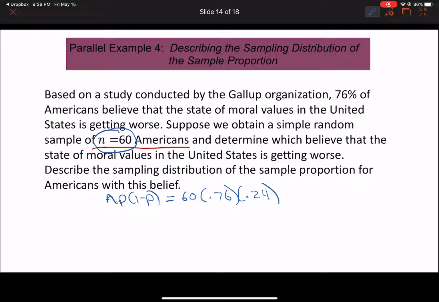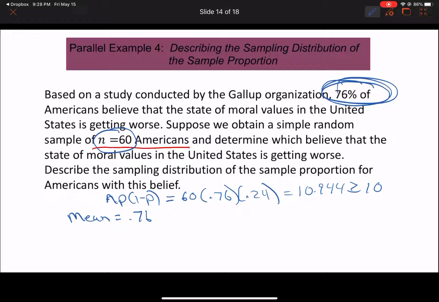60 times 0.76 times 0.24, and I got 10.944. That is greater than or equal to 10. So we're good there. So we have a normal distribution. Next, we need the mean. Our mean here is 0.76 because remember, the mean equals our p, our proportion right there.